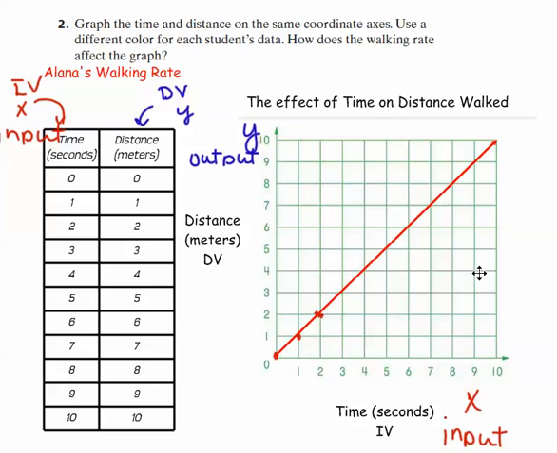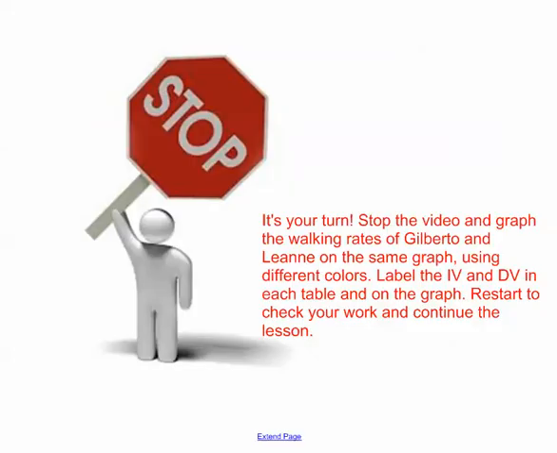Notice on our graph, we have labeled the x-axis with our IV, we've labeled the y-axis with our DV, and notice we've also got a good title on that graph, and we can title these graphs just like we do in science, the effect of the IV on the DV. So make sure that your graph has all of this information, and then it's time for you to graph the other two students' data. So grab a different color marker or color pencil and plot their data on the graph.